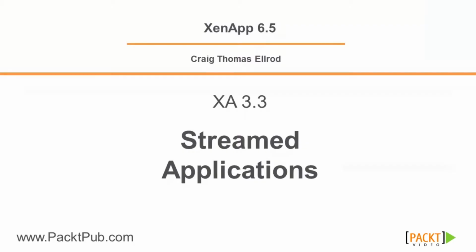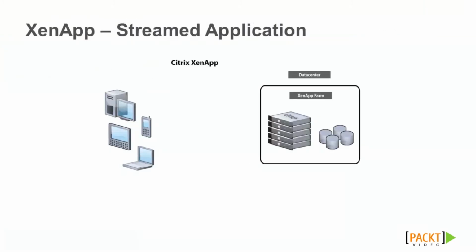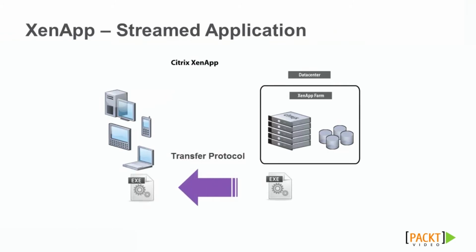Let's take a minute to talk about streamed applications. When you publish a streamed application, executables for applications are put in profiles and stored on a file server or web server, also known as the App Hub. When launched, the files required to execute the application are streamed to the user device, and application processing takes place on the user device instead of the XenApp server.